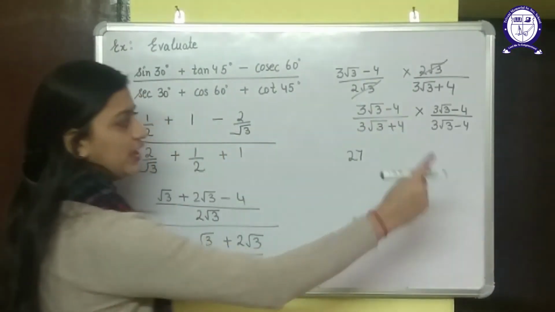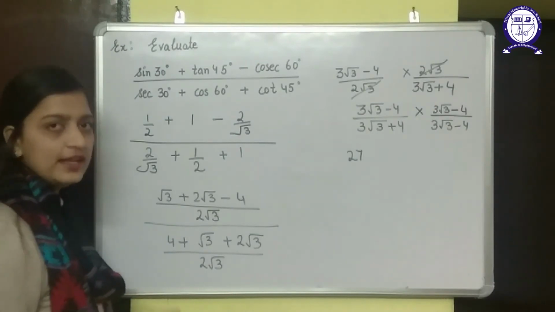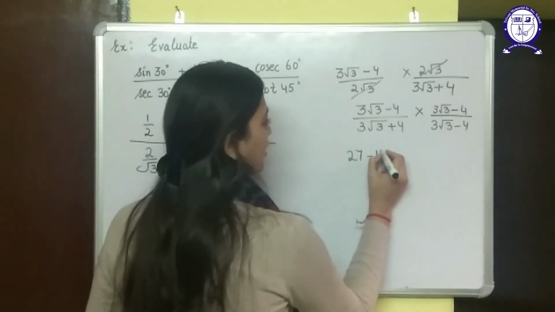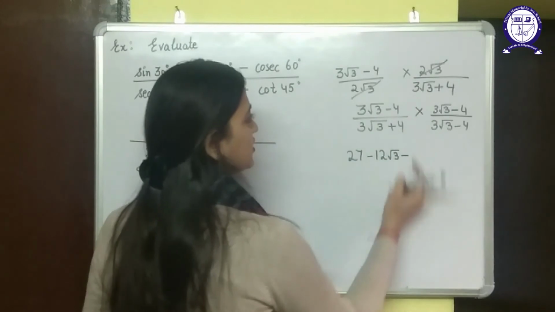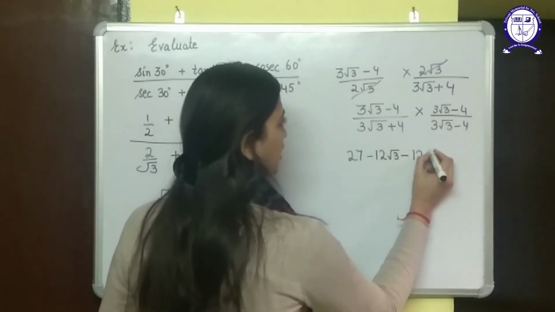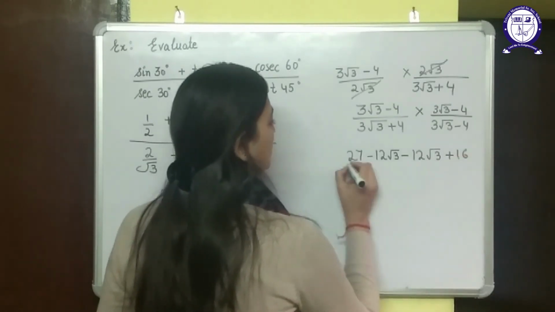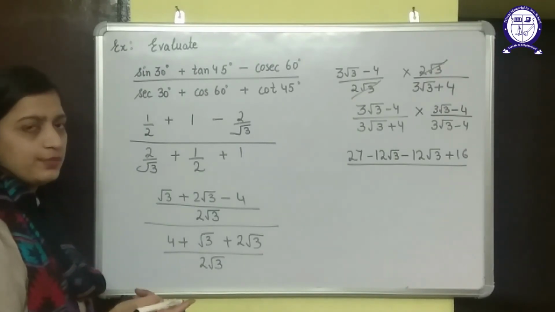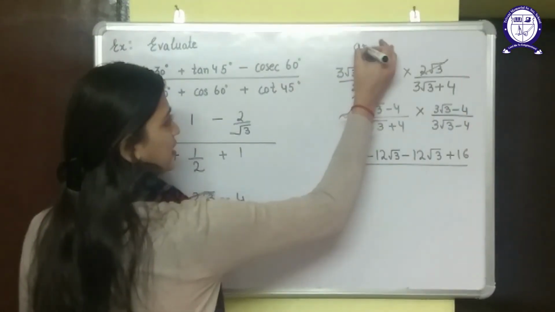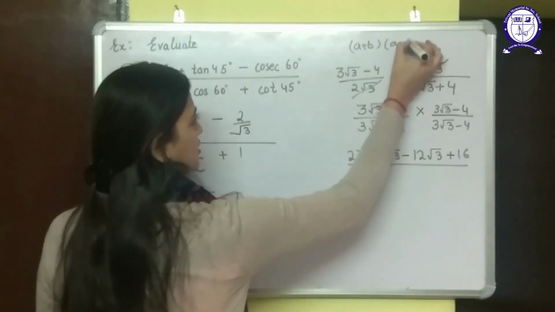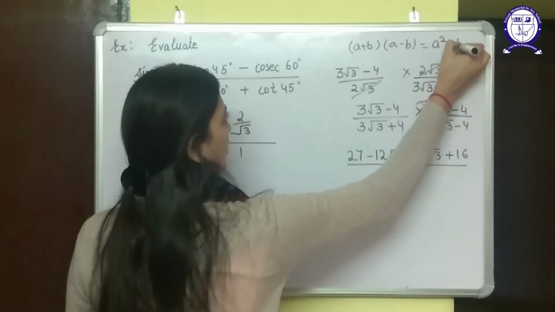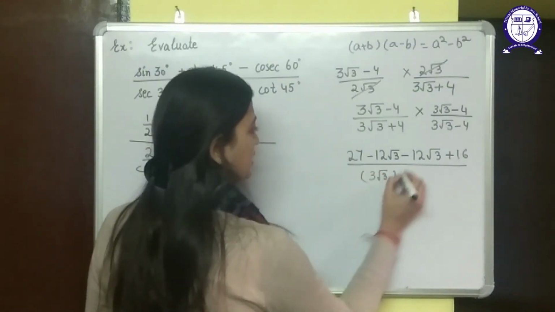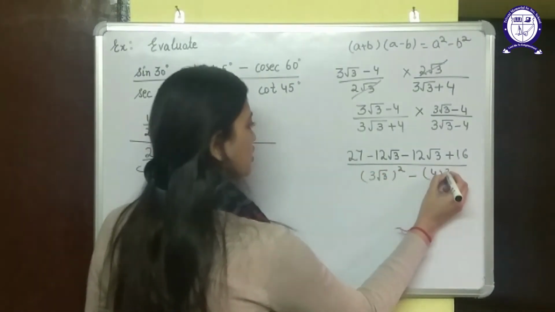27. 3 root 3 into 3 root 3, that is 3 3s are 9, and 9 into 3, 27. Then 3 root 3 minus 4, this is 12 root 3, minus 4 into 3 root 3, 12 root 3, plus 16. Now in the denominator, I can apply the identity a plus b, a minus b. This is a square minus b square. So this will be 3 root 3 square minus 4 square.